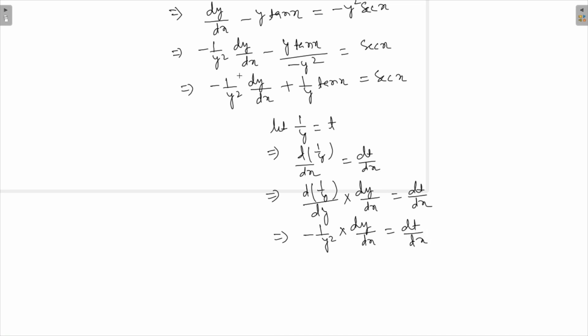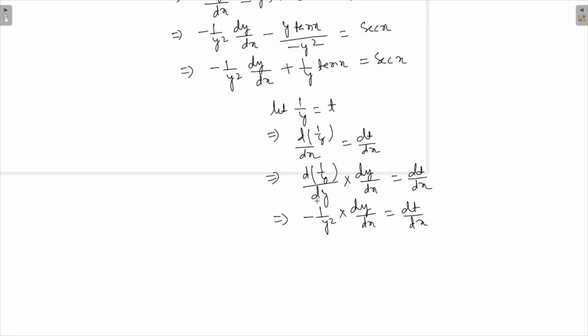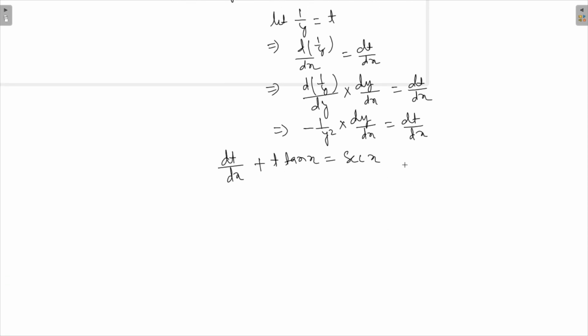Now you can write these values over here. So the entire thing will become dt by dx plus 1 by y, which is t, times tan x, equals sec x. Now this is looking like the linear form, because in the linear differential equation we have dy by dx plus p times y equals q. Here it is dt by dx, and t is the function we are looking for. This is p, and this is q.